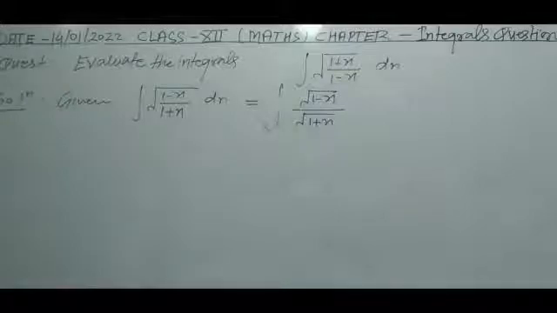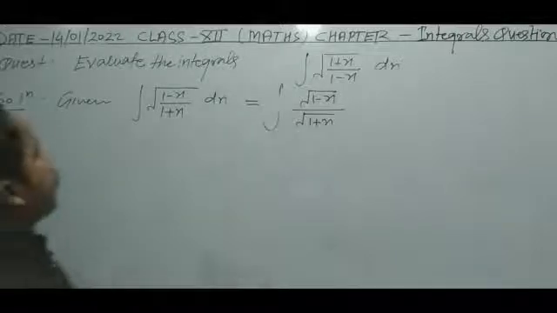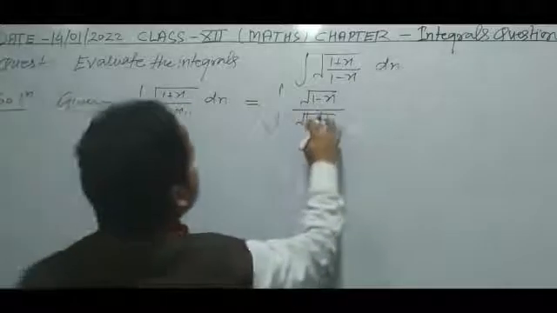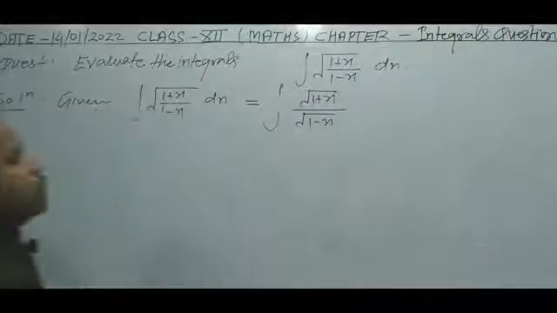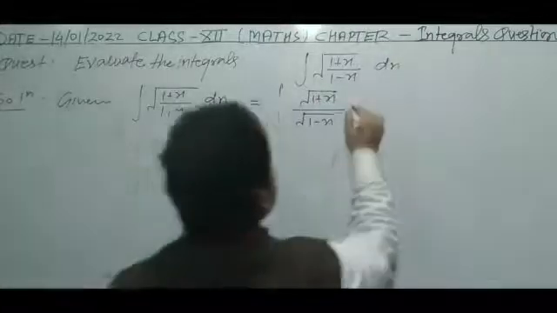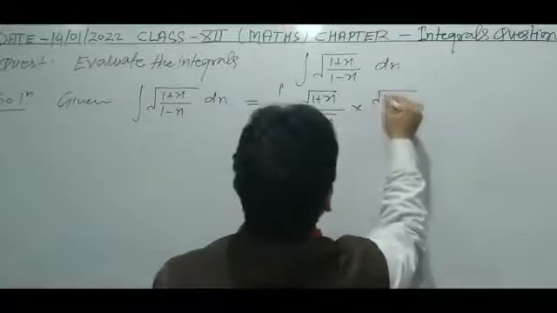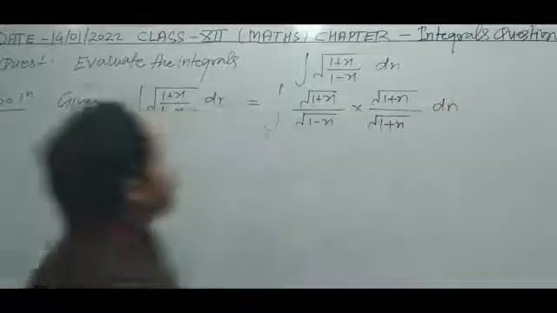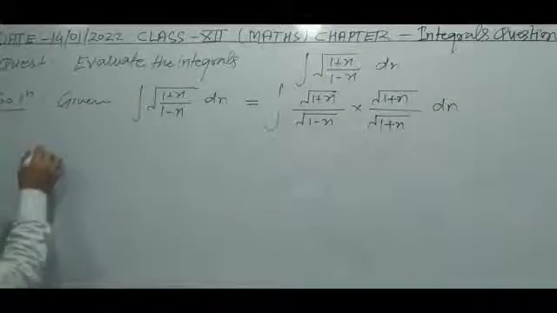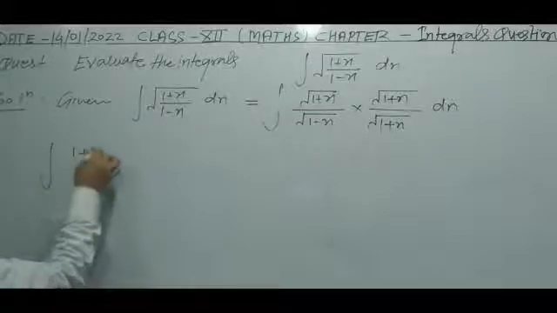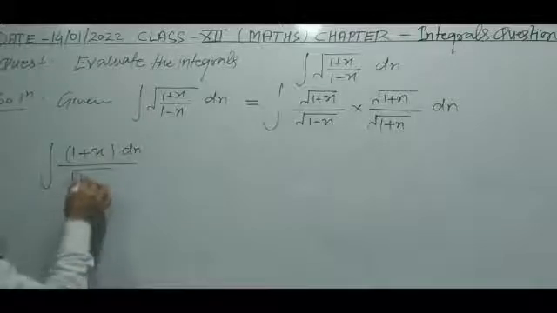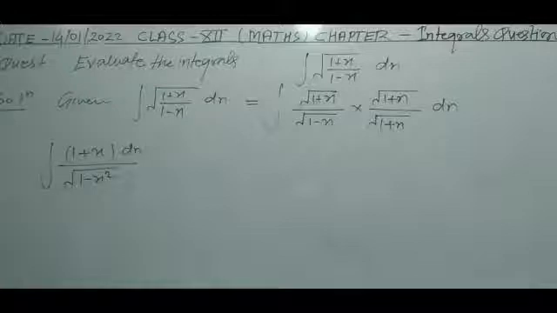Now we are going to rationalize by 1 plus x. This is 1 plus x and this is 1 minus x. When you rationalize by 1 plus x, now dx, so this one we can write as (1 plus x) dx upon root over (1 minus x square) dx.